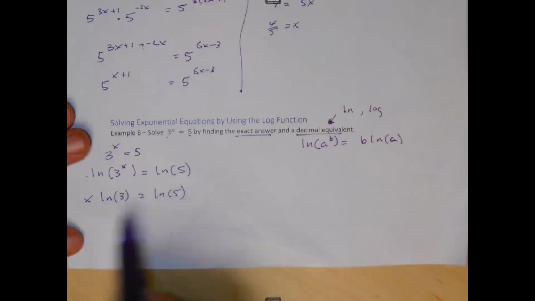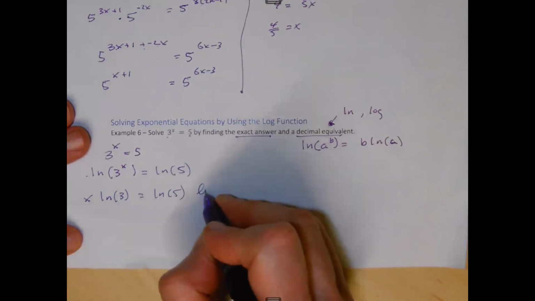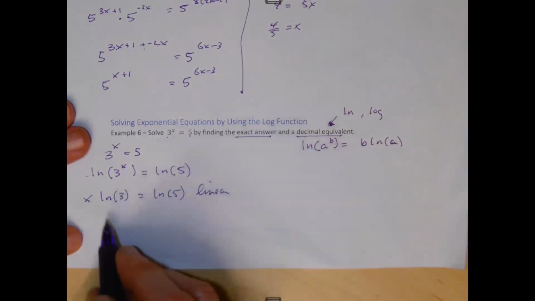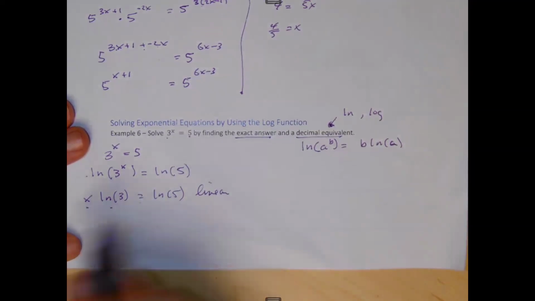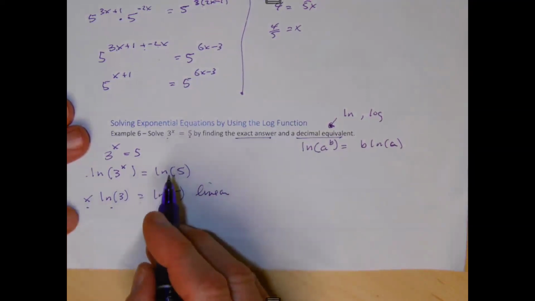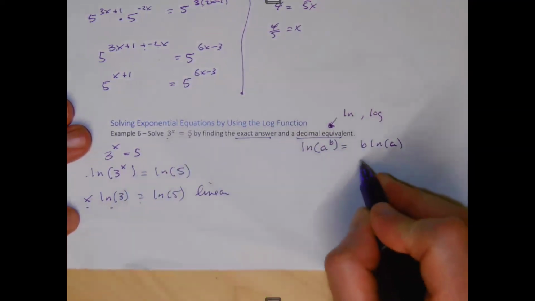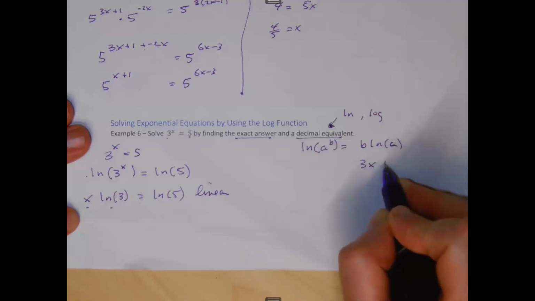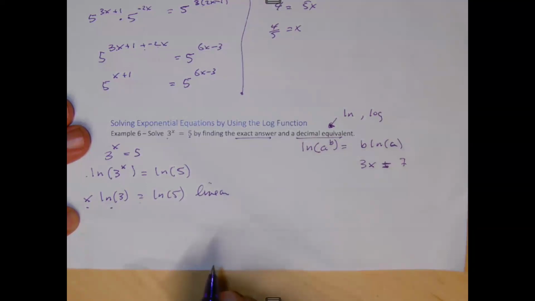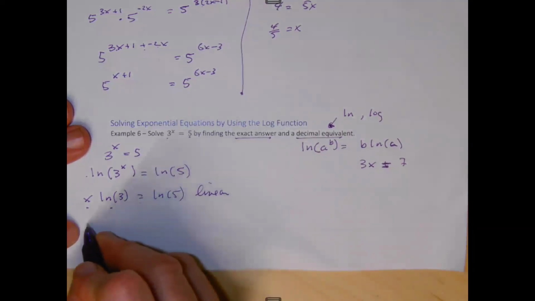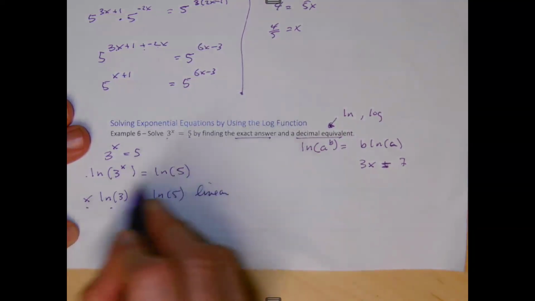Now, what do I have? This is a linear equation. How do I know it's linear? Constant times a variable equals a constant. Natural log of 5 is a constant. Natural log of 3 is a constant. So this is no different than trying to solve something like 3x equals 7. I would divide both sides by 3 to solve this. Nothing different. Again, notice I brought this down. I'm going to leave this alone.